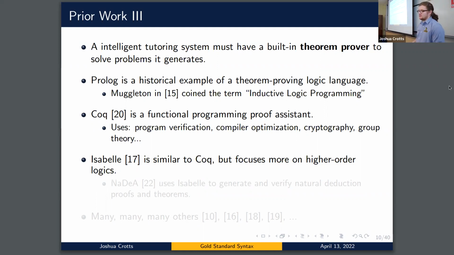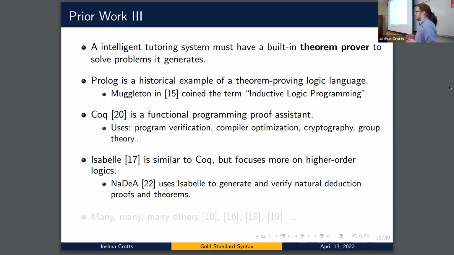But Coq is used in program verification and a lot of mathematical contexts, and Isabelle tends to focus more on higher order logic. And there's actually a system called Nadia, so I'm going to pronounce it. It uses Isabelle as a backend to actually generate and verify natural deduction proofs. So Isabelle doesn't do it by default, but it can be used for that. And importantly, there are many, many, many others, as we referenced here, but a lot of them sort of branch out into different subsets of math and computer science. So we're going to omit their discussion.